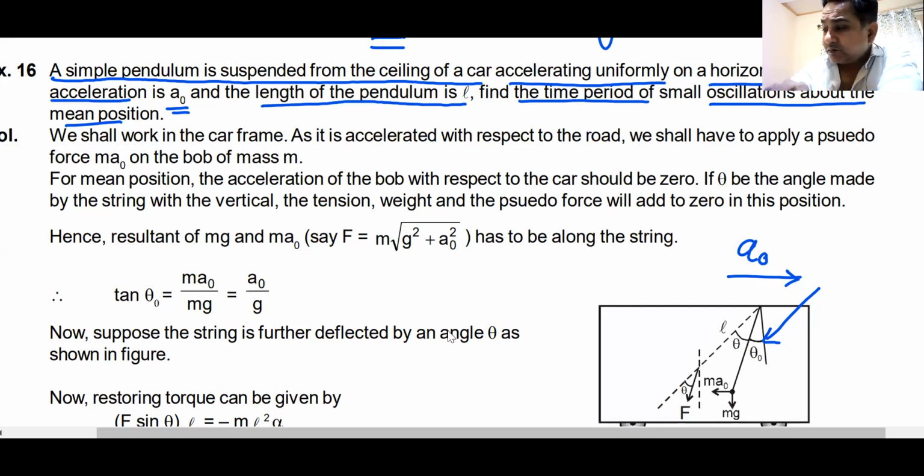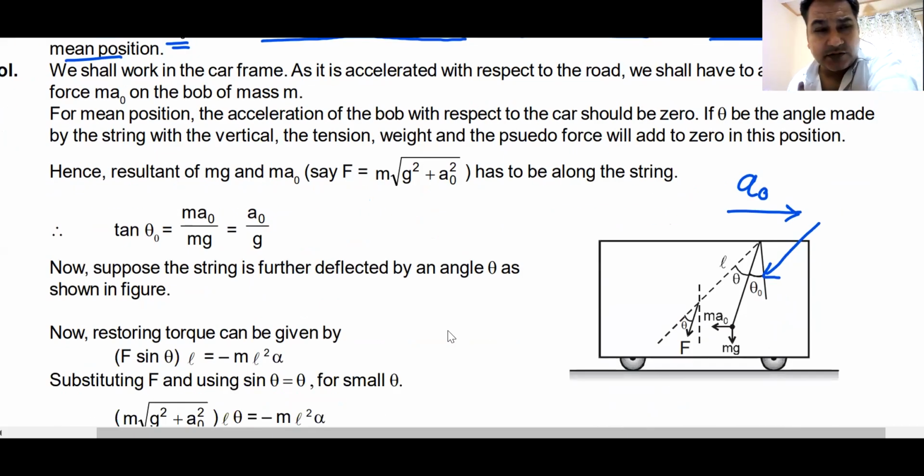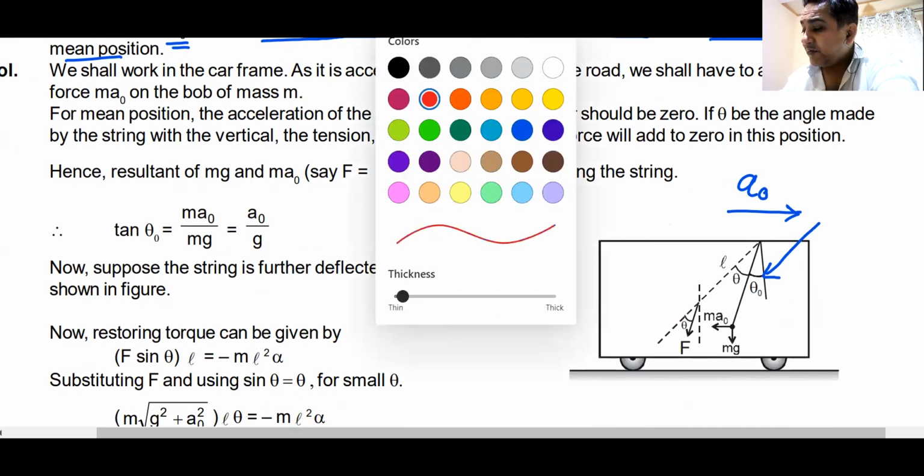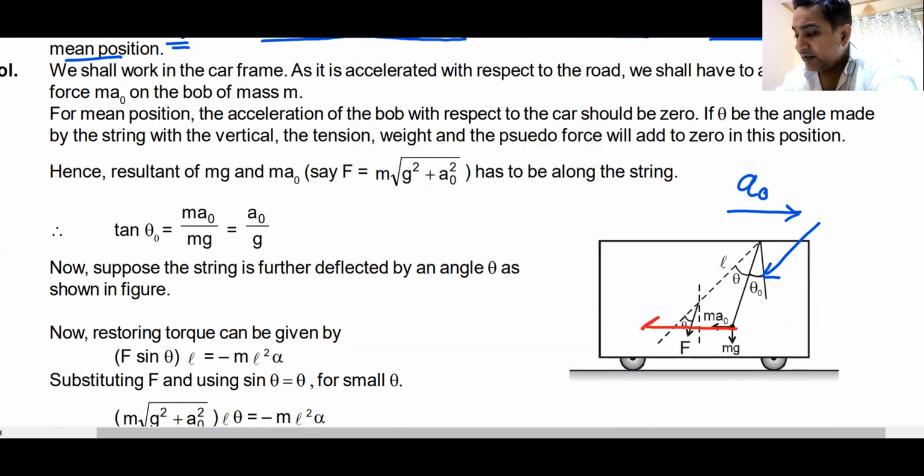So basically, you'll have to work in this accelerated frame of reference. That is the easiest way to understand this problem. Once you go into the accelerated frame, you'll have to apply your pseudo force on this body, and the value of that pseudo force will be m a naught, and this is mg, and this is the tension T. So it will be in equilibrium under these three forces.